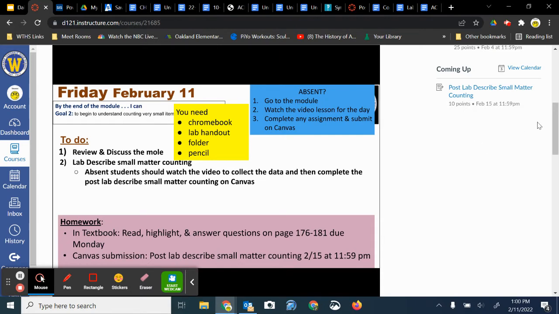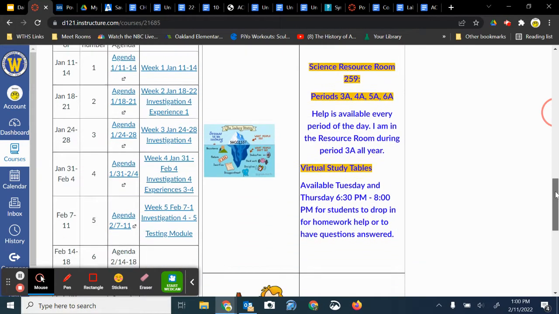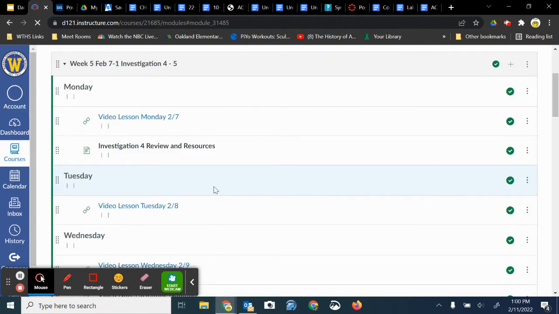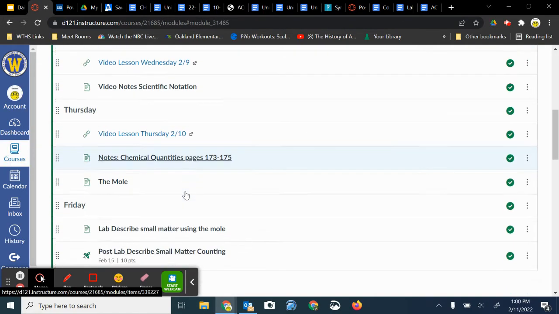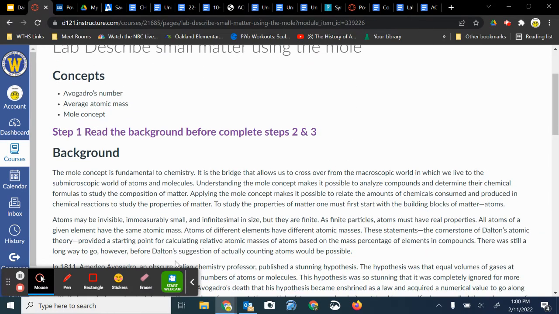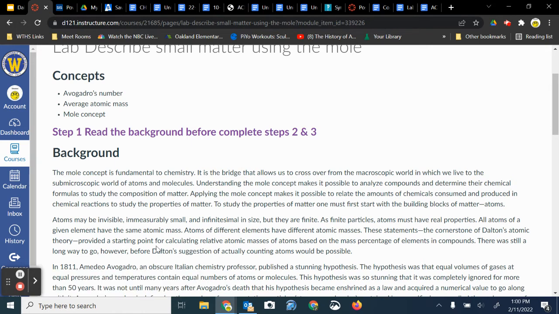All right, so let's take a look at what we have going on right now. All right, so if we go to Friday, here we go. This is the lab. All right, so the first thing, you should read through the background before completing steps 2 and 3.